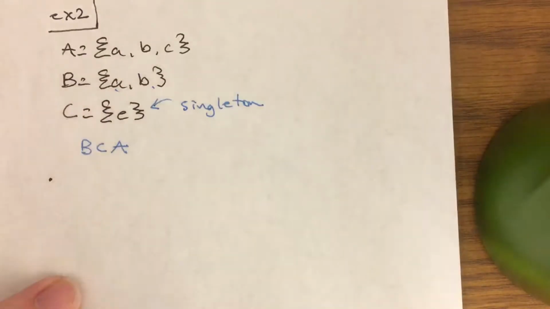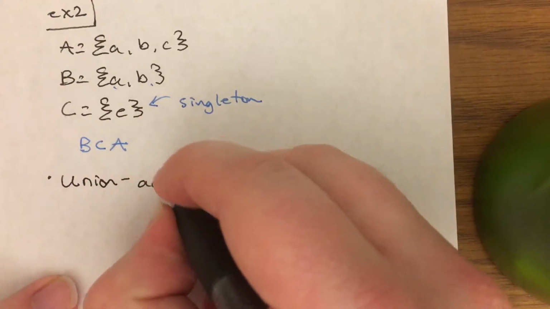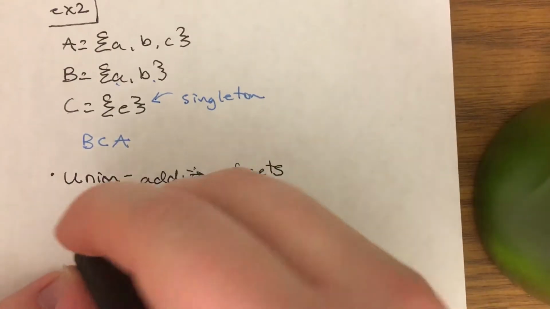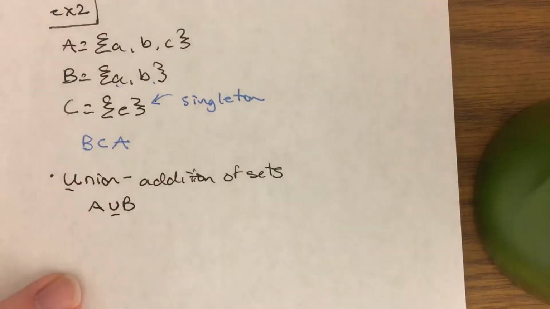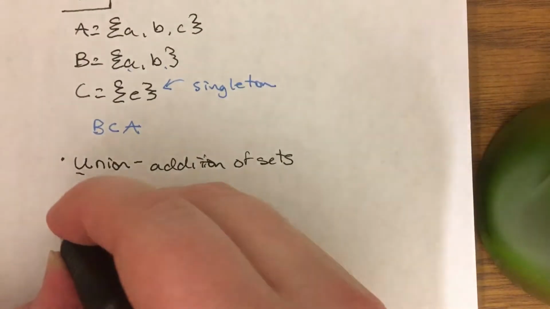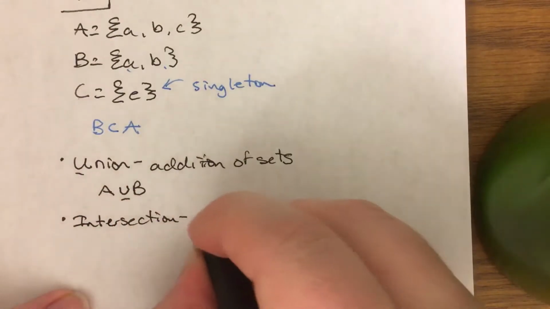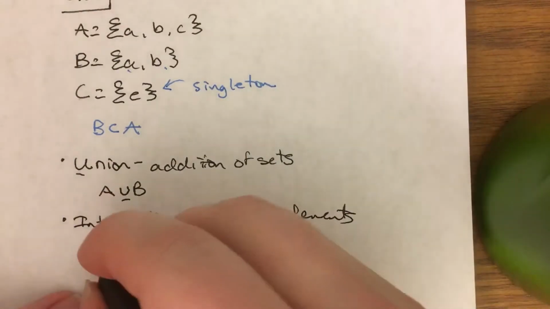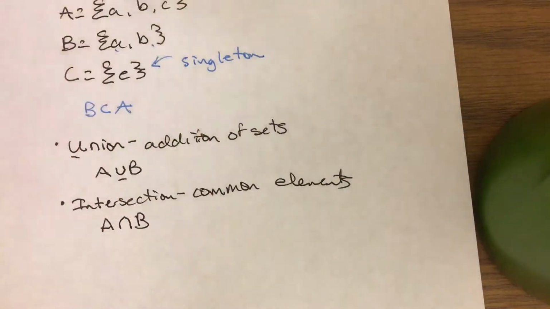More notational things about sets. So we have these things called union, which is like the addition of sets, denoted by A union B. So think about those U's. Great. Intersection, the common elements, denoted A intersect B with the backwards or upside down U.